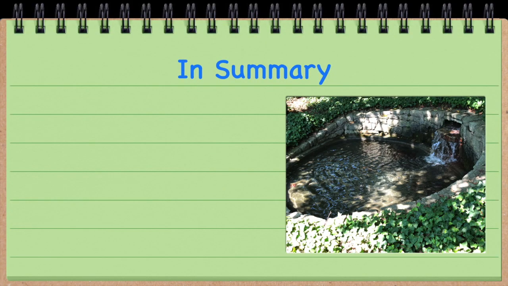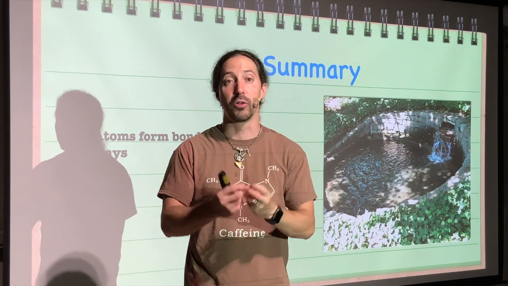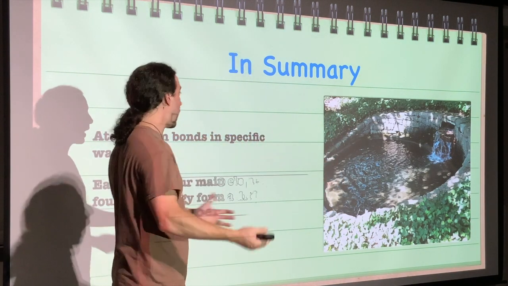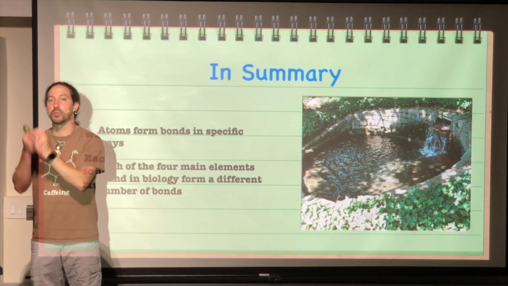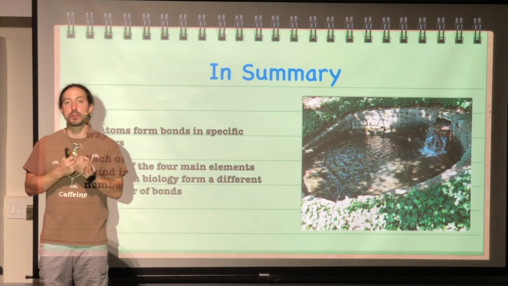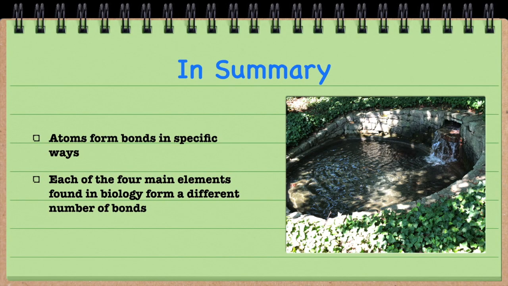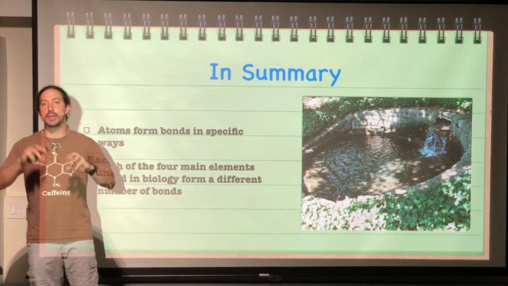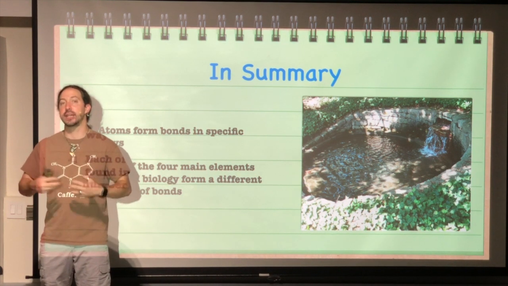So in summary, atoms, they form bonds in extremely specific ways. And those specific ways are going to be important when it comes to building molecules. So that's why we look at this. And each of the 4 main elements in biology, they form a different number of bonds. Hydrogen only forms 1 bond. Carbon forms 4 bonds. Nitrogen forms 3 bonds. And again, oxygen forms 2 bonds. That is what allows for all sorts of differences between them. It's going to allow for these elements to come together and build different molecules, which in turn build all of the things that are living.